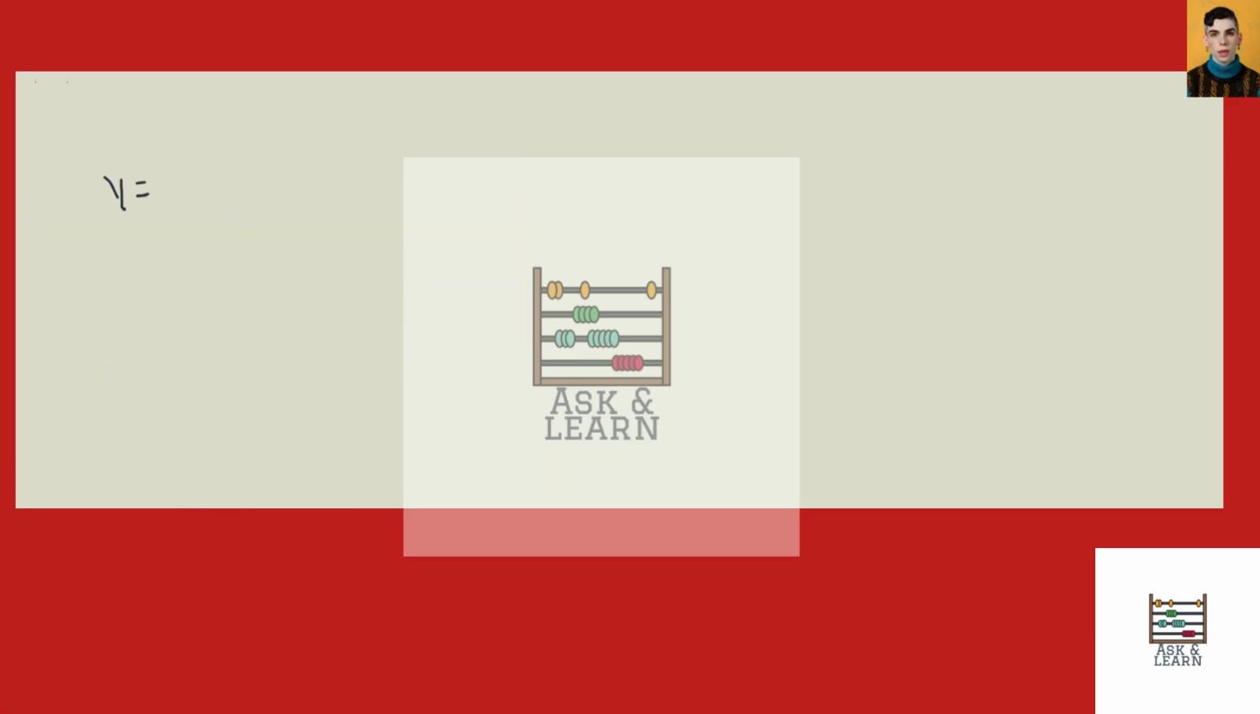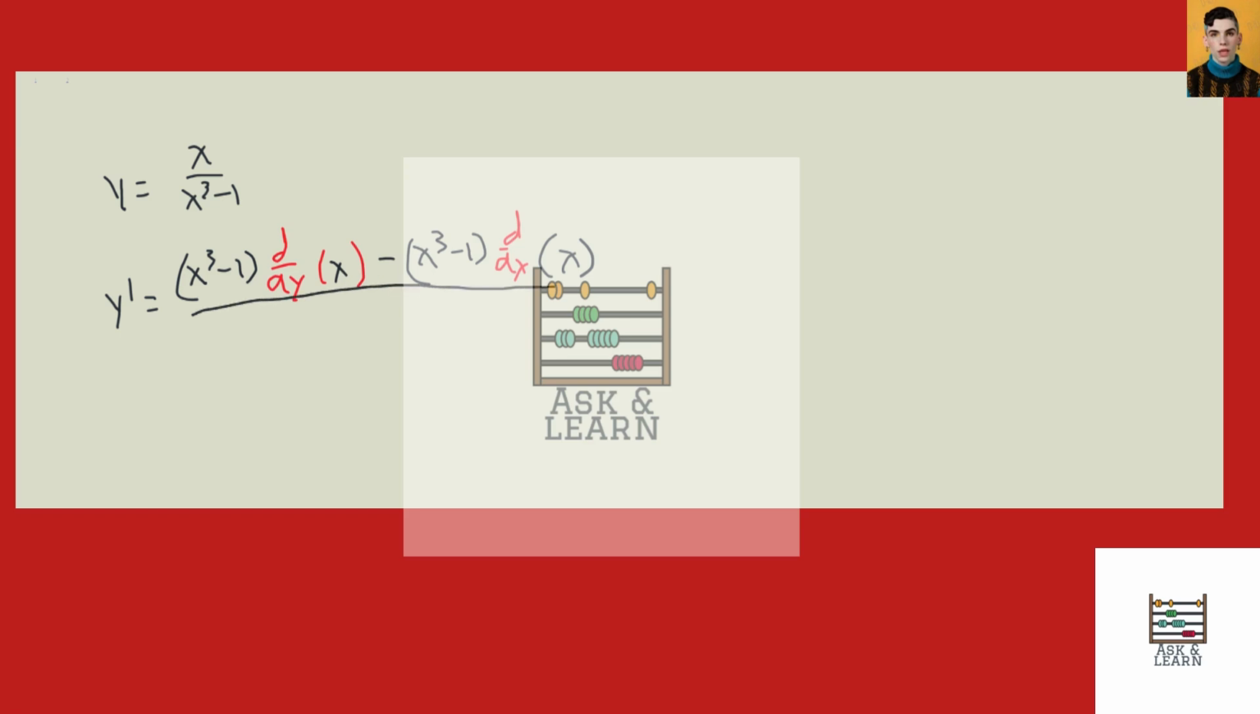So we have y is equal to x over x cubed minus 1, and we're going to need to use quotient rule to take this derivative. So the way I remember quotient rule is low d high minus high d low, all over the square of what is below. So x cubed minus 1 squared.